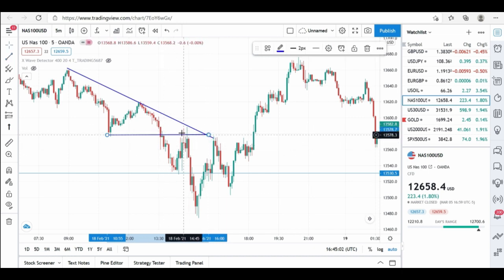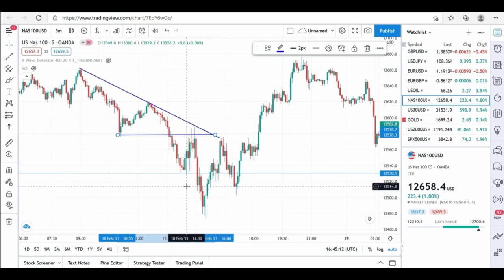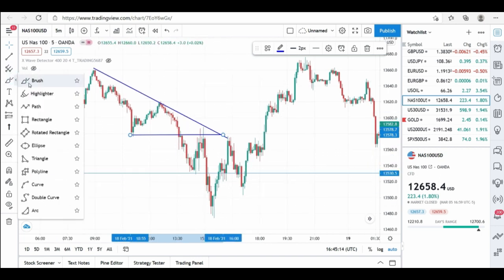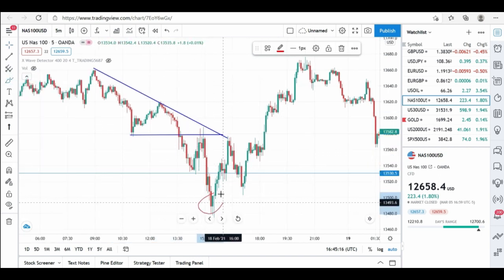Now, I would still go short right here. Now, notice how it's coming up, it's bouncing, okay, and now all of a sudden I'm starting to see a pattern, a reversal pattern. What do I see? I see an inverse head and shoulders.